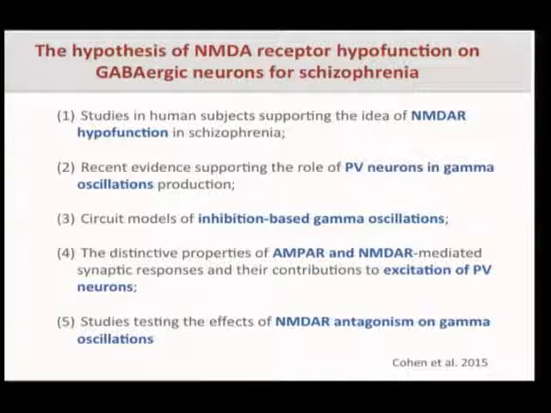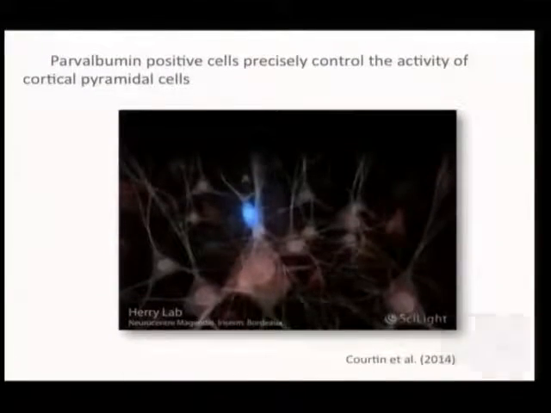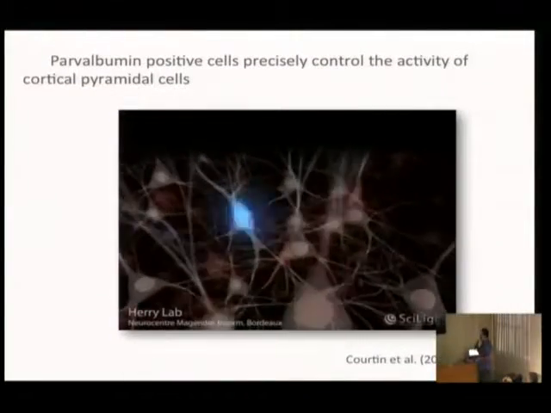You can also test with MK801, which is a more specific NMDA antagonist, even though you cannot get temporal precision in activation. So that's why optogenetics is important to probe this problem.